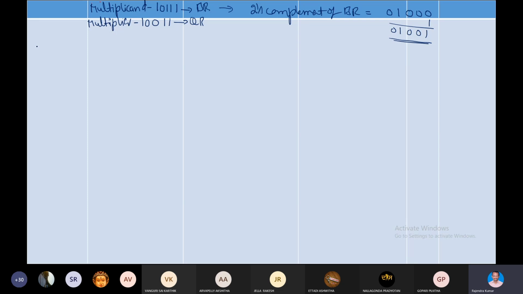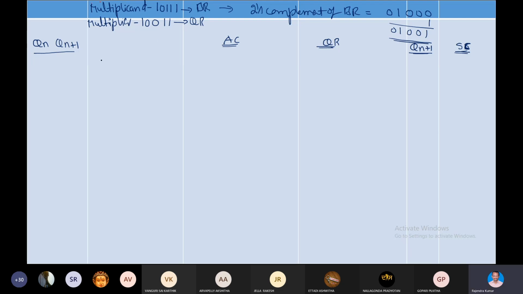Now I take the table here. This is Qn and Qn plus 1, this is the accumulator, this is the QR register, this is Qn plus 1, and this is my sequence counter.